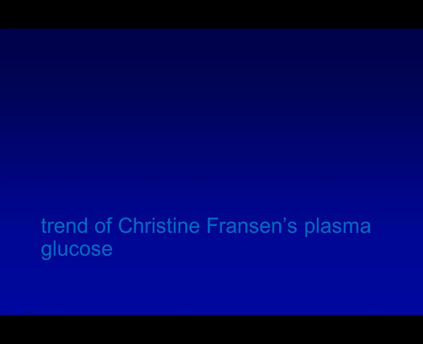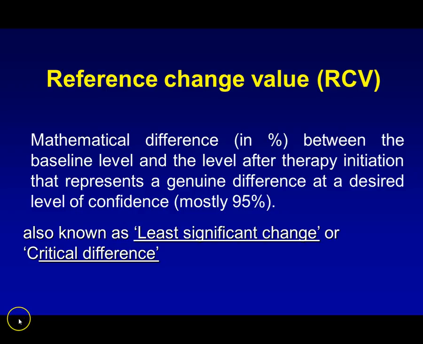But are those values significantly different from each other? The reference change value is the mathematical difference in percentage between the baseline level and the level after therapy initiation that represents an actual difference at the desired level of confidence. And in statistics mostly we use 95% confidence. We can apply this concept also between consecutive levels of glucose, as in the case of Christine Franzen. The reference change value is also known as the least significant change or critical difference.